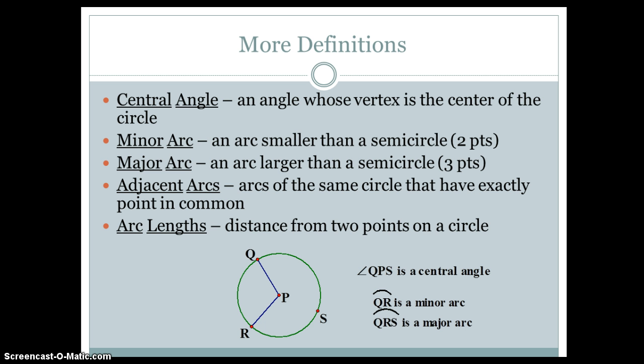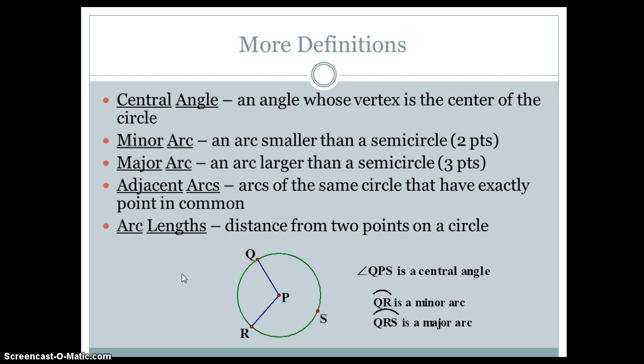Central angles are angles whose vertex is at the center of the circle. So if you look at our diagram, QPR is a central angle. It goes into the center of the vertex and cuts off like a piece of a pie. A minor arc is an arc that is smaller than a semicircle, and we name a minor arc with 2 points. So QR is a minor arc. It's less than half the circle, and it's just like you're following the outside of the circle. That's our arc, QR or RQ.